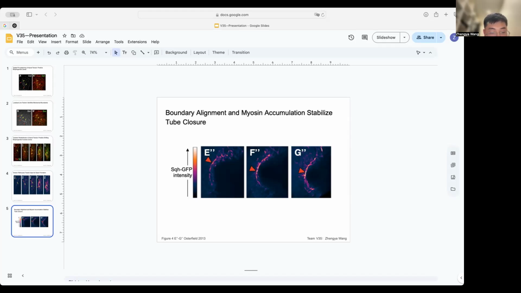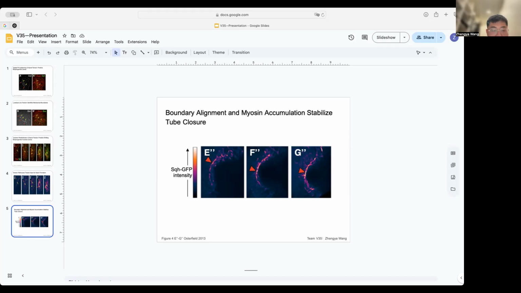This structural organization anticipates the final step, shown in G double prime, where SQH-GFP becomes highly enriched at the apex. This terminal accumulation marks the peak of mechanical stress and indicates the site of tube sealing. Together, this panel highlights the coordinated rearrangement and tension accumulation that mechanically stabilize the tubular morphology.